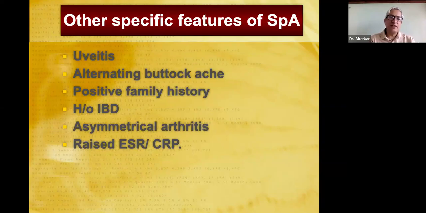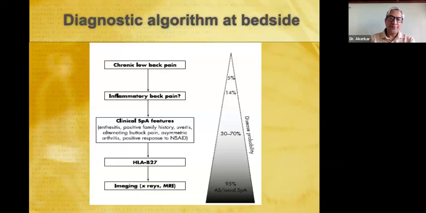Positive family history, very important. History of IBD, asymmetric arthritis, and raised ESR and CRP. So this is how the algorithm works. Somebody coming with just chronic low back pain has just a 5% chance of it being SpA. If you are clear that this is inflammatory, the probability increases to 14%. Then you look for specific features: enthesitis, positive family history, uveitis, alternating buttock pain, asymmetric arthritis, and positive response to NSAIDs.